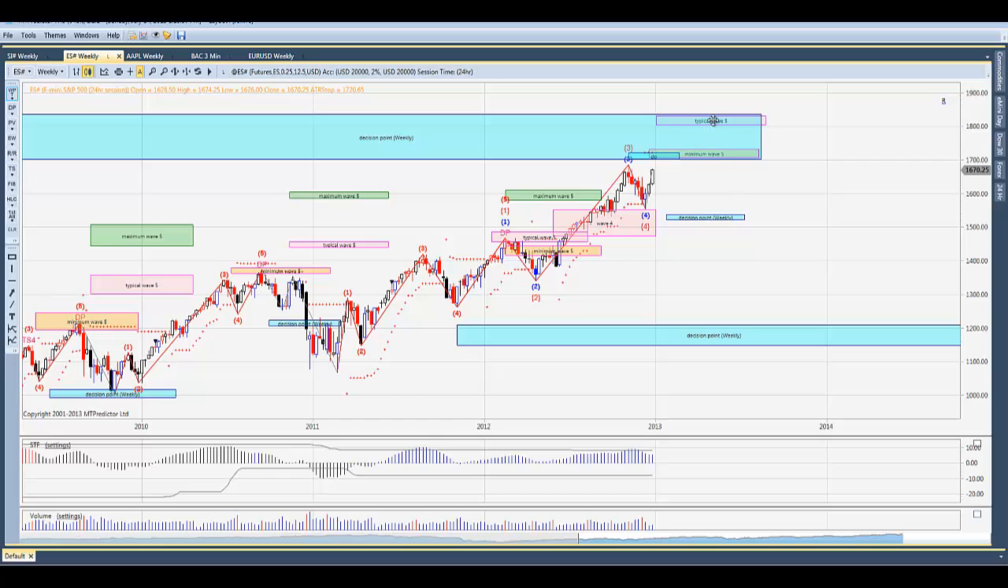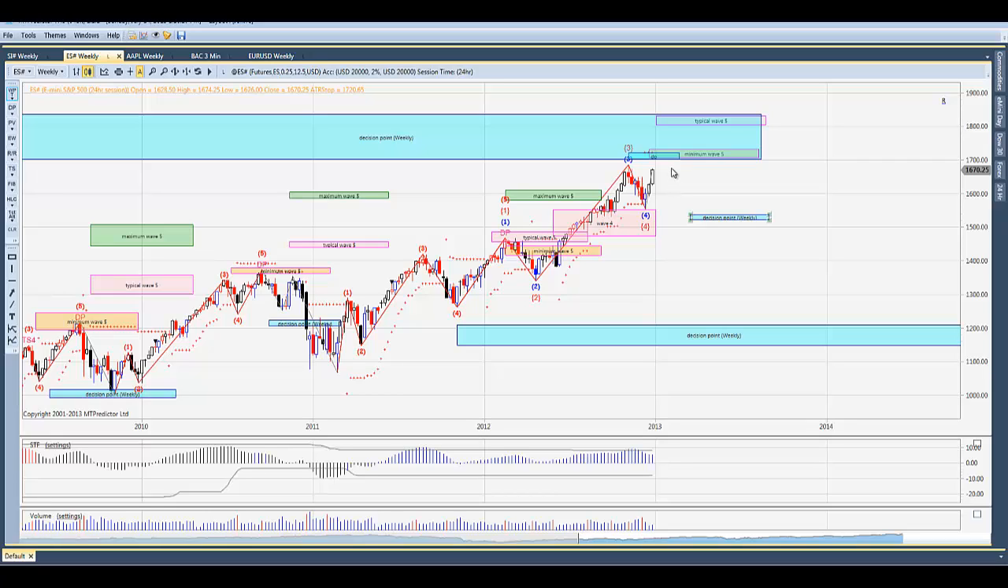All right. Now the typical wave 5 is obviously a large one, between 1700 and 1800 and beyond. There's actually a large range, and we could get a turn anywhere in here. But I want to watch these areas to see if we correct in minimum wave 5. Then I think we'd probably get a correction back to the wave 4 DP. If we go beyond that into typical wave 5, maybe the correction is more shallow.